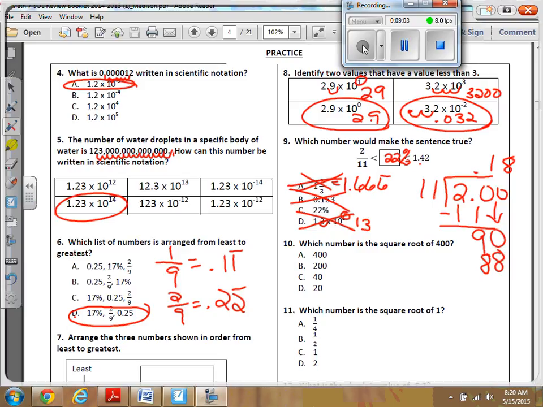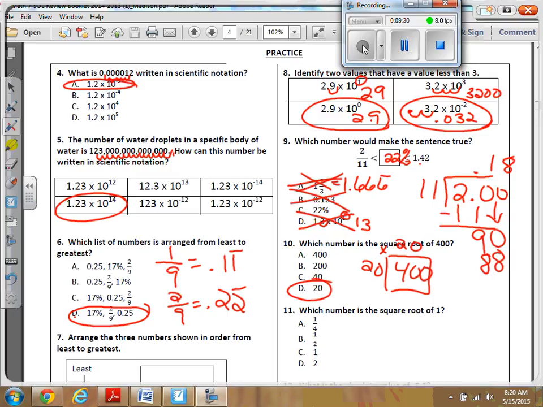Number 10, which number is the square root of 400? 20. Okay, so if we have the square root of 400, 400 is like the area of a square. So we need to figure out what times itself will give us 400. Well, 20 times 20. I had a lot of people choosing 200. How do you think they got 200? They added, 200 plus 200 to give them 400. But remember, you have to think about multiplying.